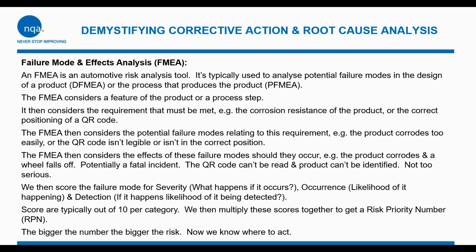We can then score the failure mode for severity, what happens if it occurs, occurrence, the likelihood of it occurring, and detection. If it occurs, how likely are we to detect it? We typically score each out of 10, and then we multiply the scores together to generate an RPN, or a risk priority number. The bigger the number, the bigger the risk, and again, you can know where you need to focus your efforts. Severity obviously is the most key category to consider, because if it's going to be a fatality, you want to look at that first.